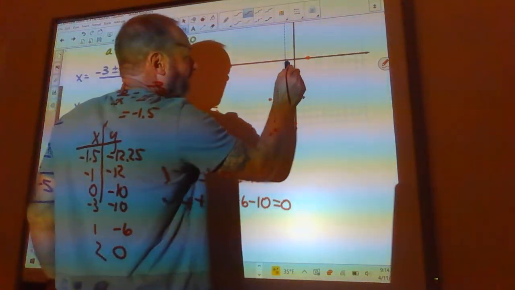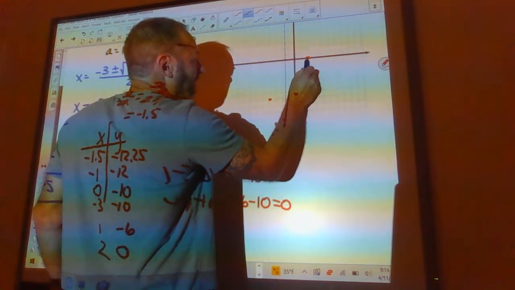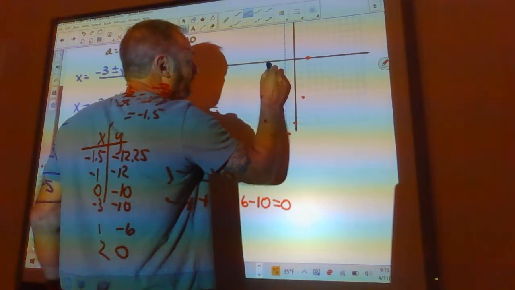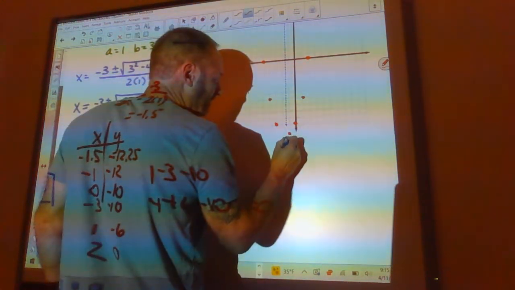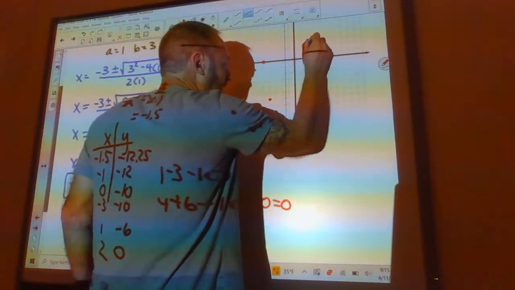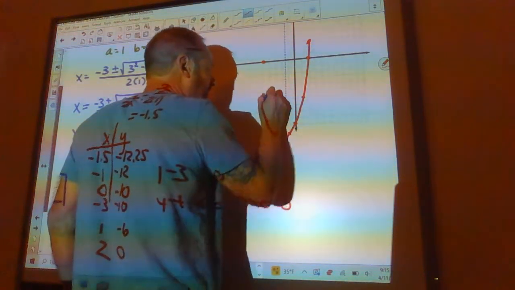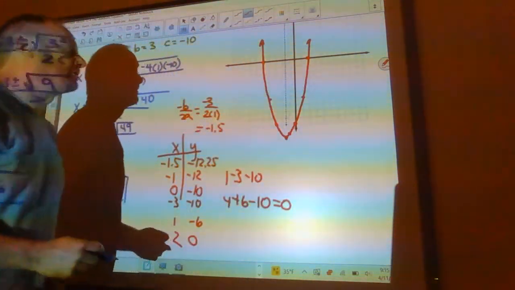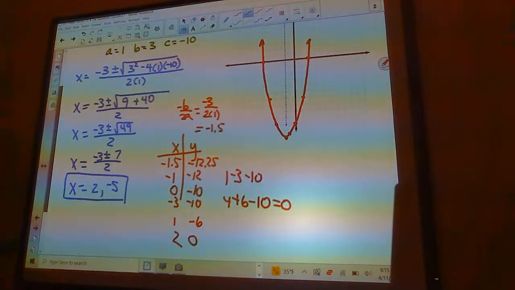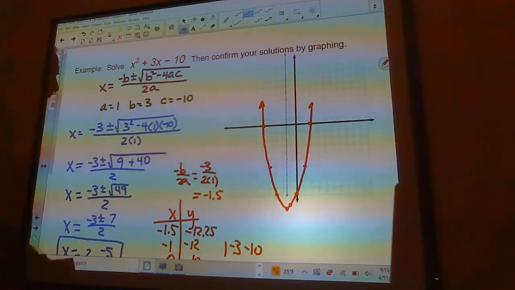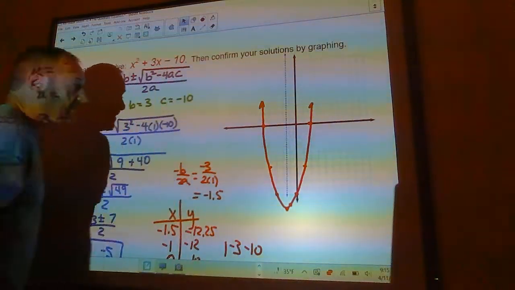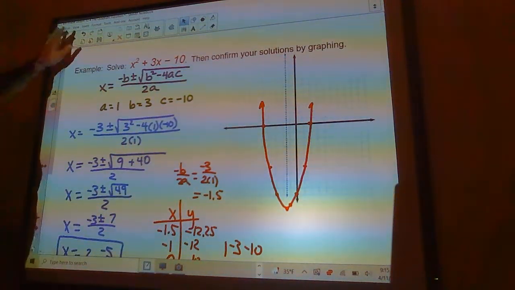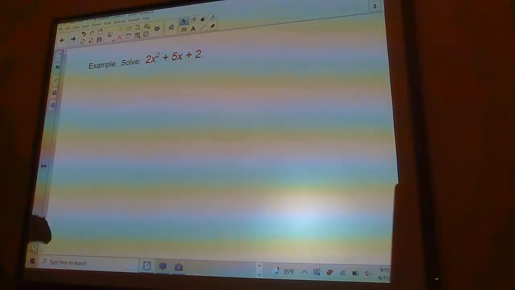Okay, and I've gone 1/2, 1.5, 2.5, 3.5. Boom, right there. Hey, that's negative 5. This confirms. This graph confirms my solution. Okay. Fortunately, you won't have to confirm that with graphs very often because it takes a long time. So let's do this one here.